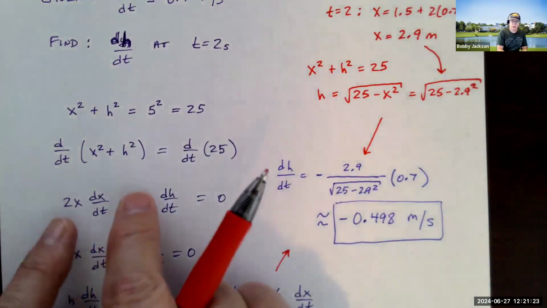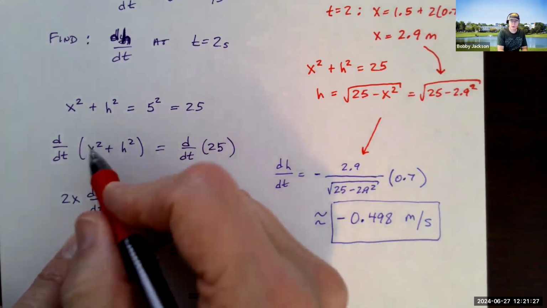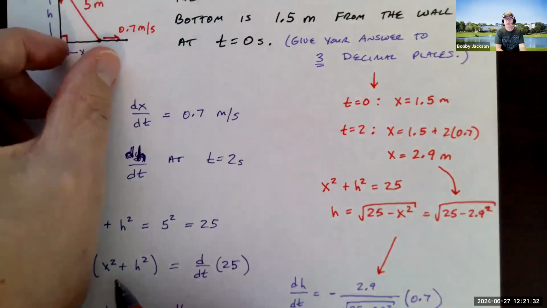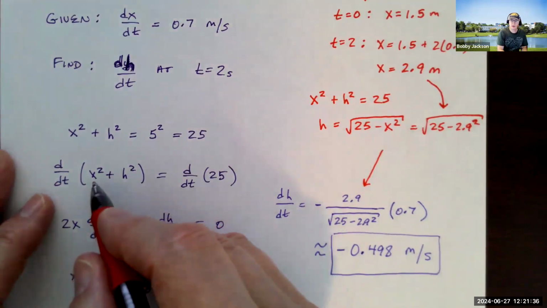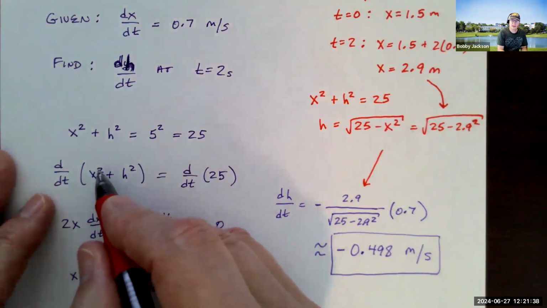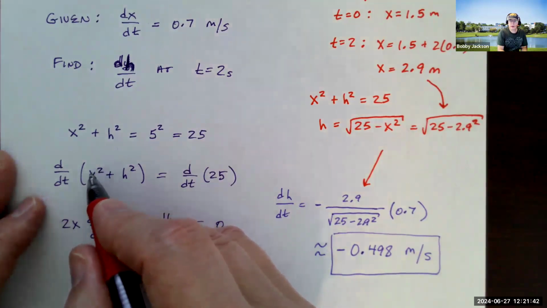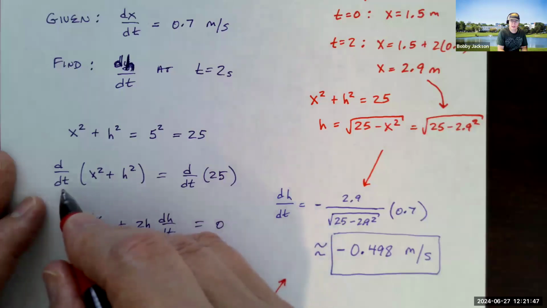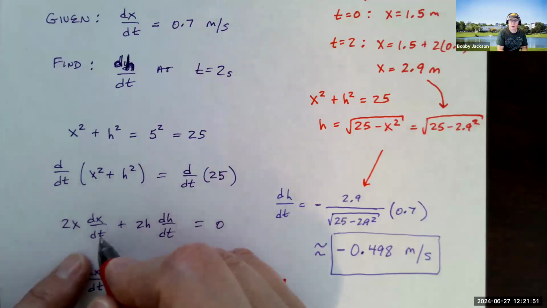However, when we take the derivative of x squared, we've got to use the chain rule, right? x is a function of time. x is this length from the wall to the bottom of the ladder. That x length is changing. It's a function of time. And so the inner function is x, the outer function is x squared. Chain rule says take the derivative of the outer function, derivative of x squared is 2x, times the derivative of the inner function, remember with respect to t, so it's dx/dt, the rate of change of x with respect to time.